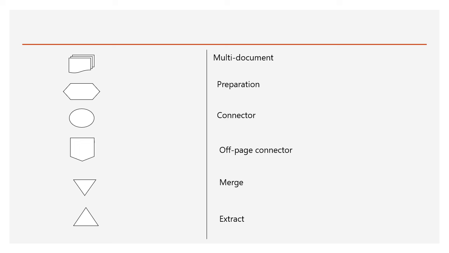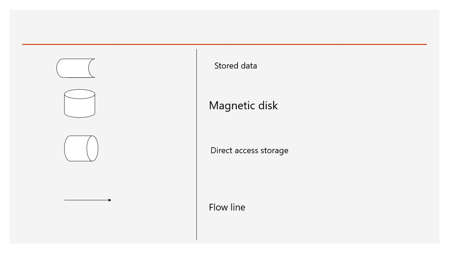Connector, to jump from one point to another. Then off-page connector, continuation onto another page. Merge, merge multiple processes into one. Then summing junction and measurement, used for measurement. Stored data, the data storage symbol in a flowchart. Then magnetic disk, the database itself; this symbol is used for a database. Then direct access storage, which is the hard disk. Then link, the flow line indicates the direction of data flow.